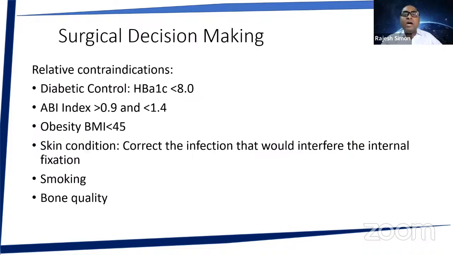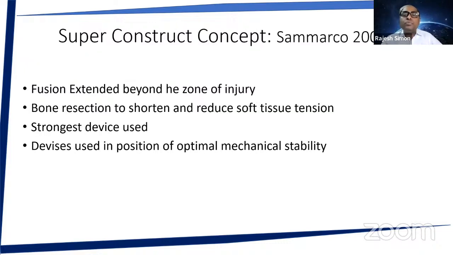So there are relative contraindications when your HbA1c is very high, the ABI is not good, skin conditions are not good, patient is smoking, then it is a relative contraindication. But with a multidisciplinary approach, you can save the feet. And this is what you have to understand, that the fusion is to be extended beyond the zone of injury.